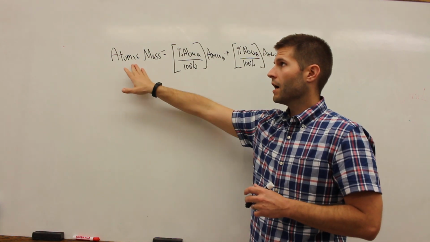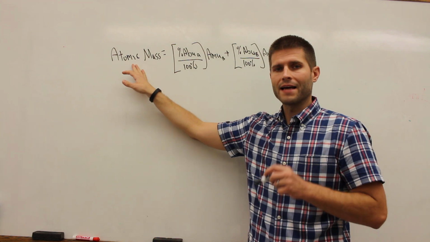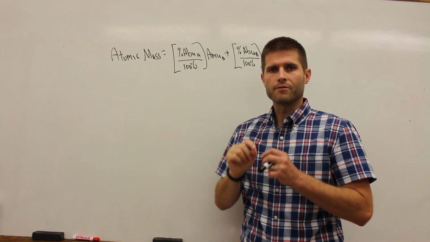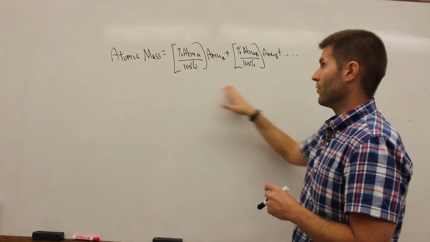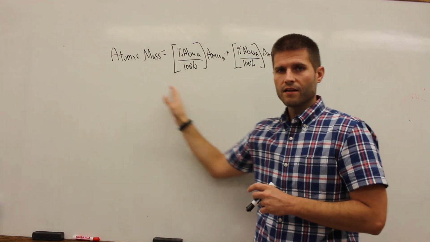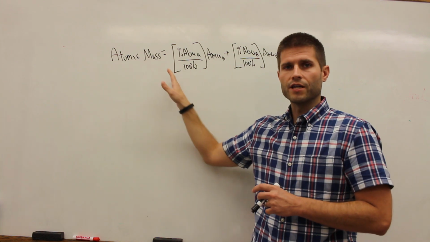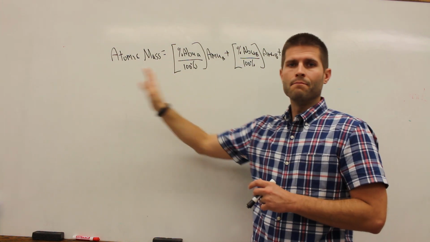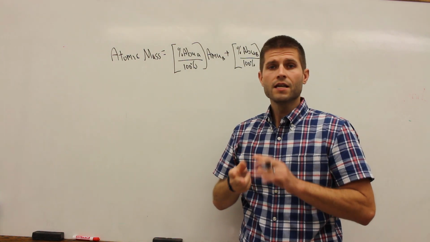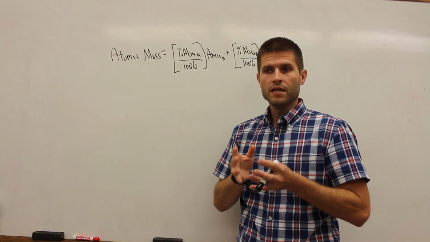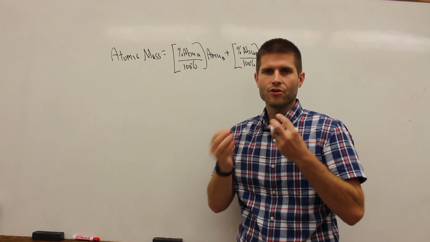Now remember, atomic mass is not the same thing as mass number. The mass number is the number of protons plus the number of neutrons. Atomic mass is this equation. Very, very different ideas. Atomic mass will generally have decimal points. Mass numbers cannot have decimal points because we're only counting protons and neutrons, so it's only going to be a whole number. So there's a difference between those two ideas, even though they sound very similar.